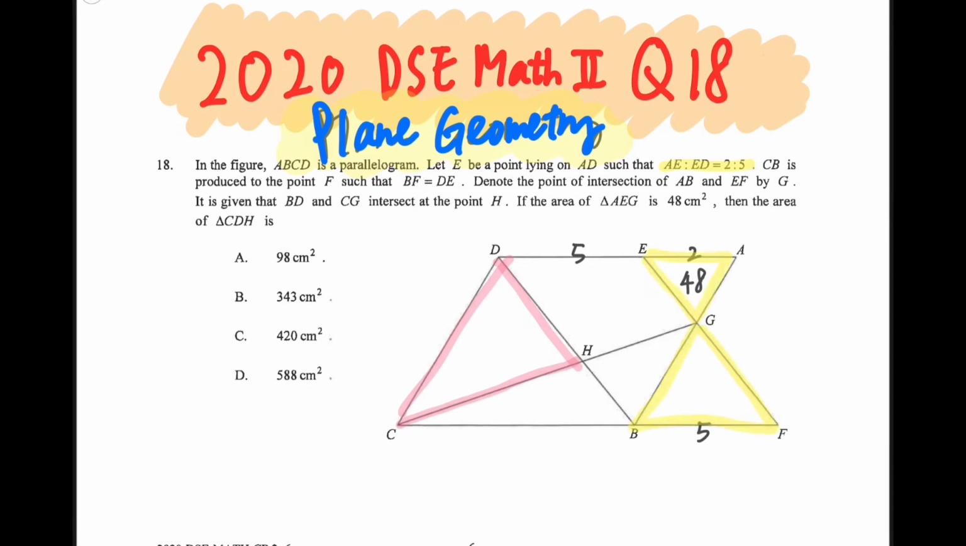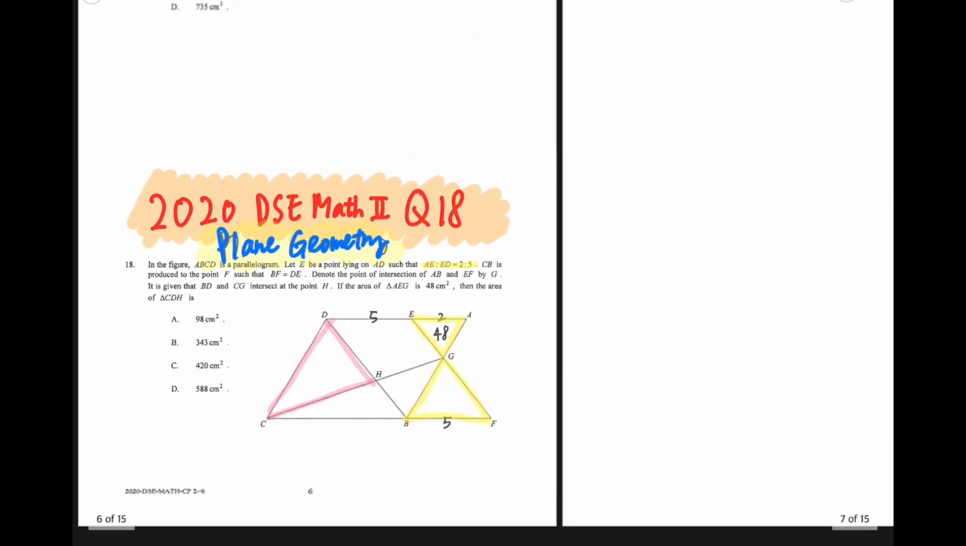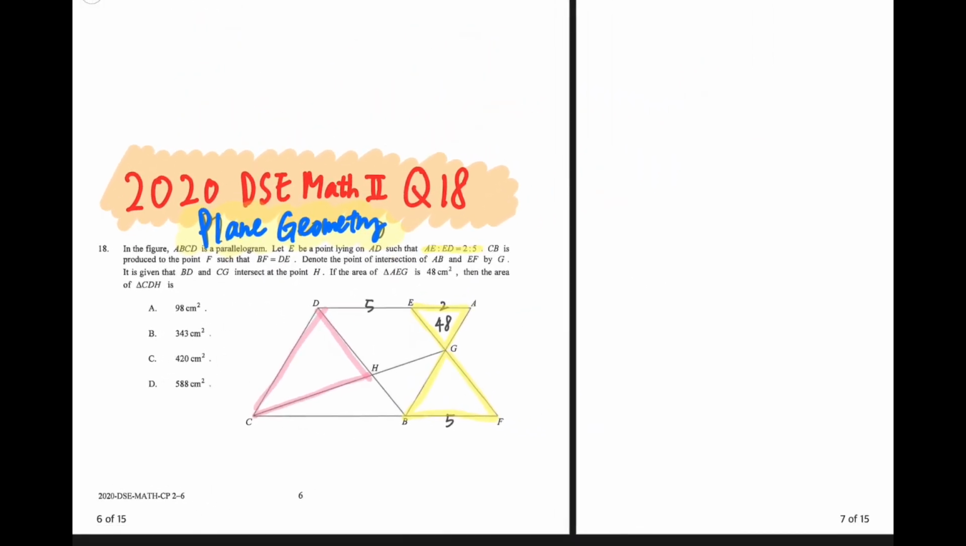Since we know they are similar triangles, at the first part, let me use a black color: triangle AEG is similar to BFG, and then we can immediately find out 2:5. Take a square for the area, that would be 48 over triangle BGF. By calculator, we can see triangle BGF is actually 300. So we know this area is 300 by the similar figure. And then what about the next part?